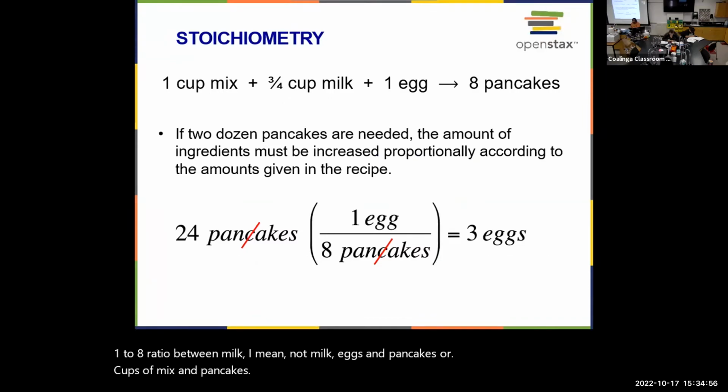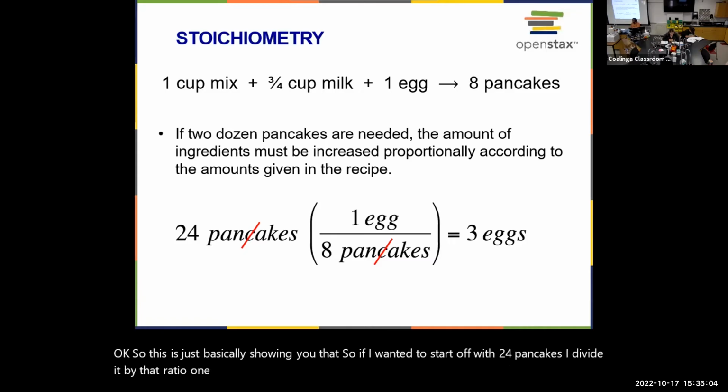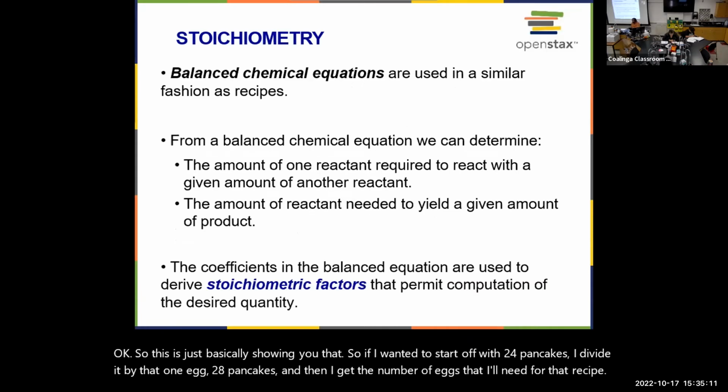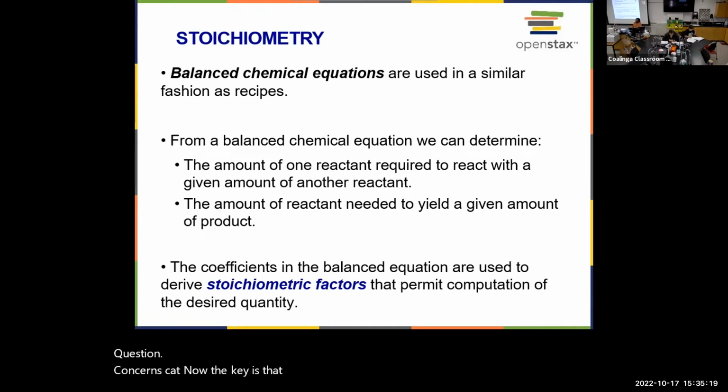So this is just basically showing that. If I wanted to make 24 pancakes, I divide by that ratio, 1 egg to 8 pancakes, and then I get the number of eggs that I'll need for that recipe. Okay. Questions, concerns?